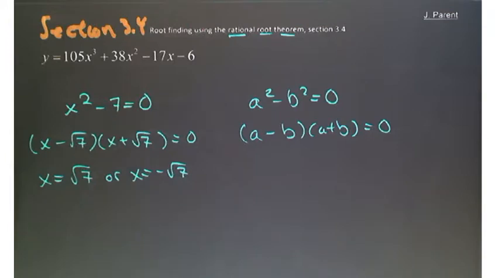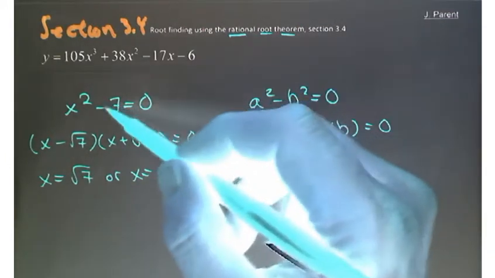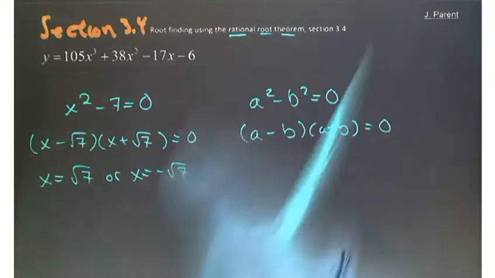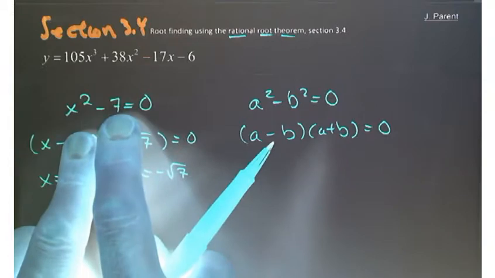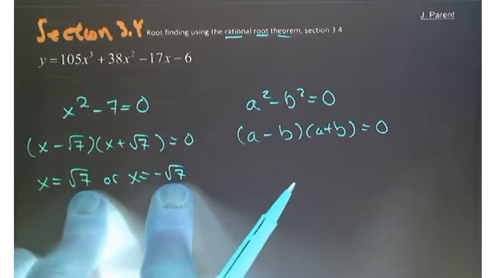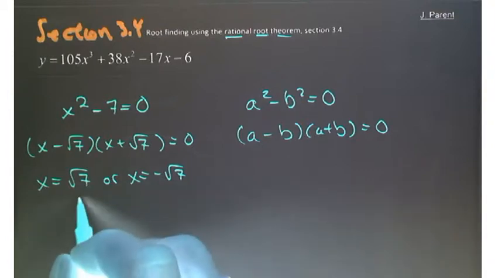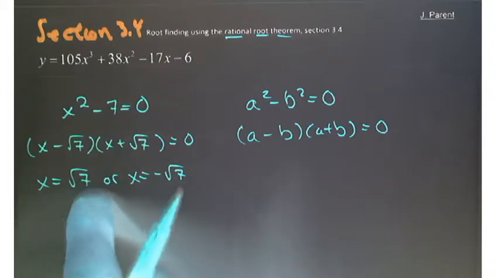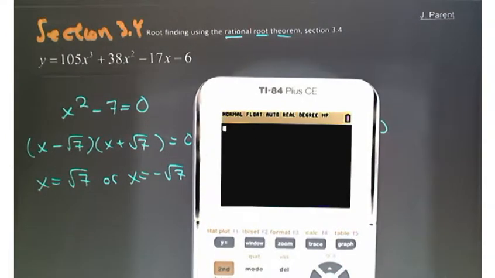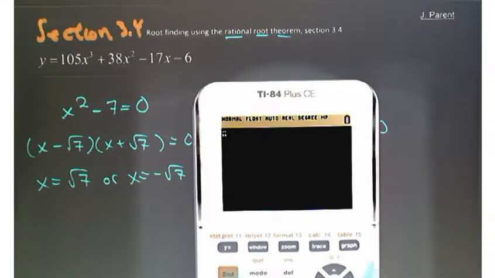You get the same two solutions that you would have gotten had you moved this to the other side and used the square root property. Either way is fine. My point to you is that you can factor these kinds of things by using a radical. And I also want to mention what these are not. These are not rational numbers. If you look at this on your calculator, these are numbers that never end and never repeat. So square root of 7, square root of 2, square root of 3, never end and never repeat.